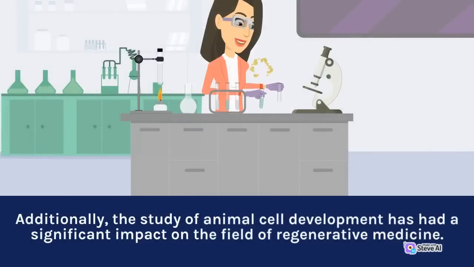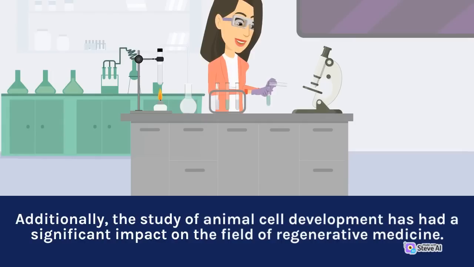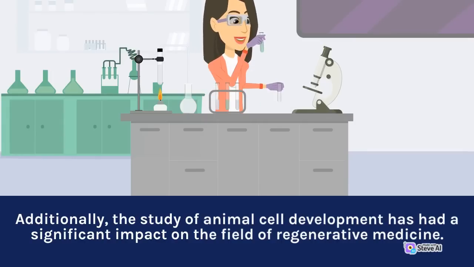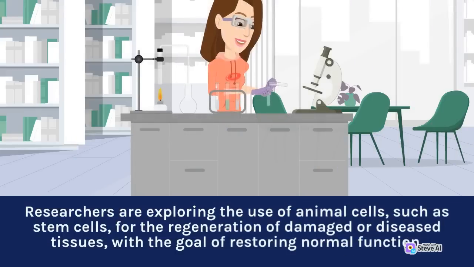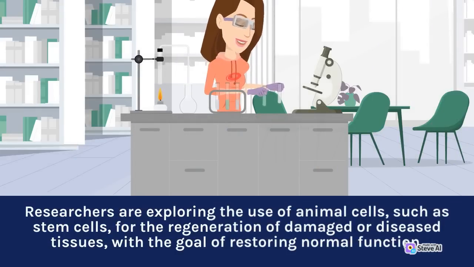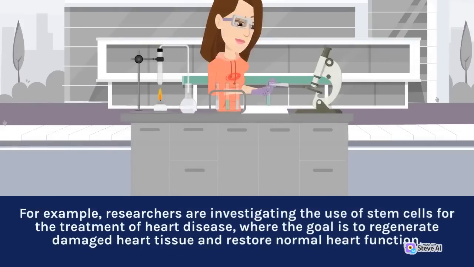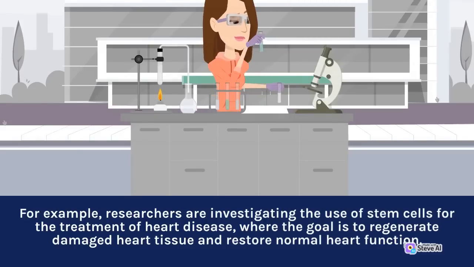Additionally, the study of animal cell development has had a significant impact on the field of regenerative medicine. Researchers are exploring the use of animal cells, such as stem cells, for the regeneration of damaged or diseased tissues, with a goal of restoring normal function. For example, researchers are investigating the use of stem cells for the treatment of heart disease, where the goal is to regenerate damaged heart tissue and restore normal heart function.